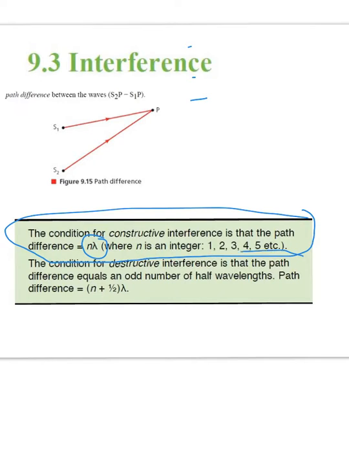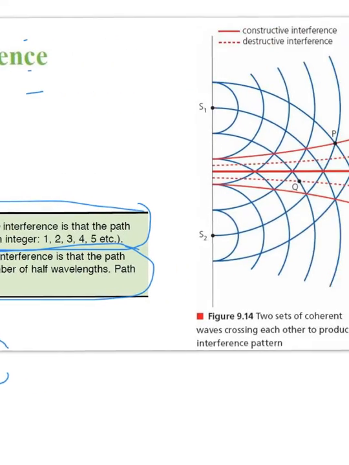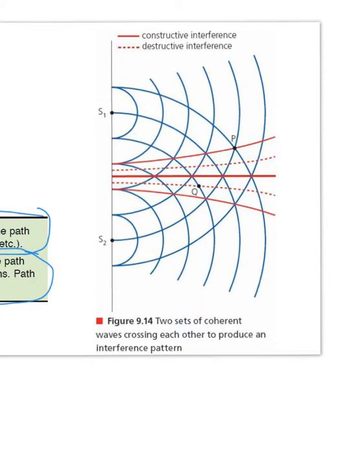The condition for destructive interference, therefore, would be the same plus a half, because that's when you're going to get a destructive situation where you are half a wave out of phase. Okay, so these are the conditions. You have n lambda for constructive and n plus a half lambda for destructive. And if you see it on a wavefront diagram, you'll see what I mean by which fringe we're discussing.